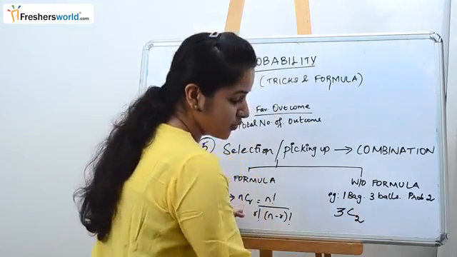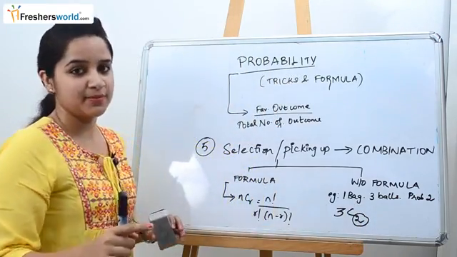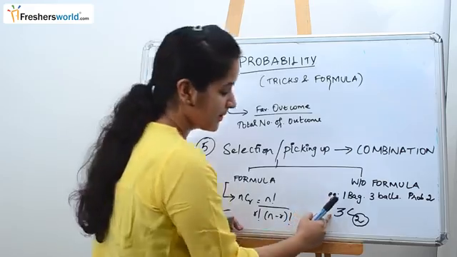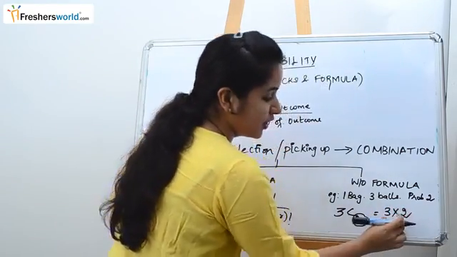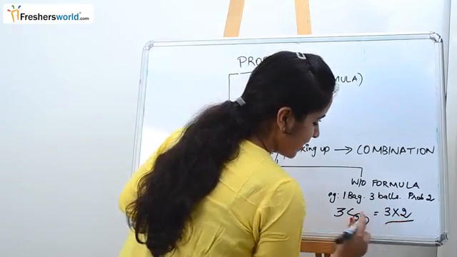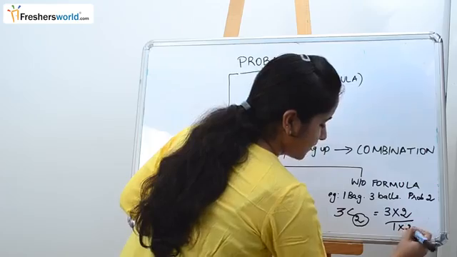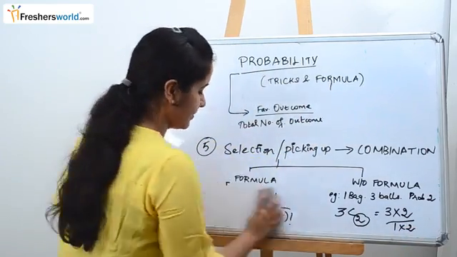Let's say you don't know the formula. This shows the number of times this has to be reduced. 3 into 2. Why only 2 times are you reducing? Because here it has 2. Divided by here 2, so 1 into 2. Simple, right? Let's take another example.